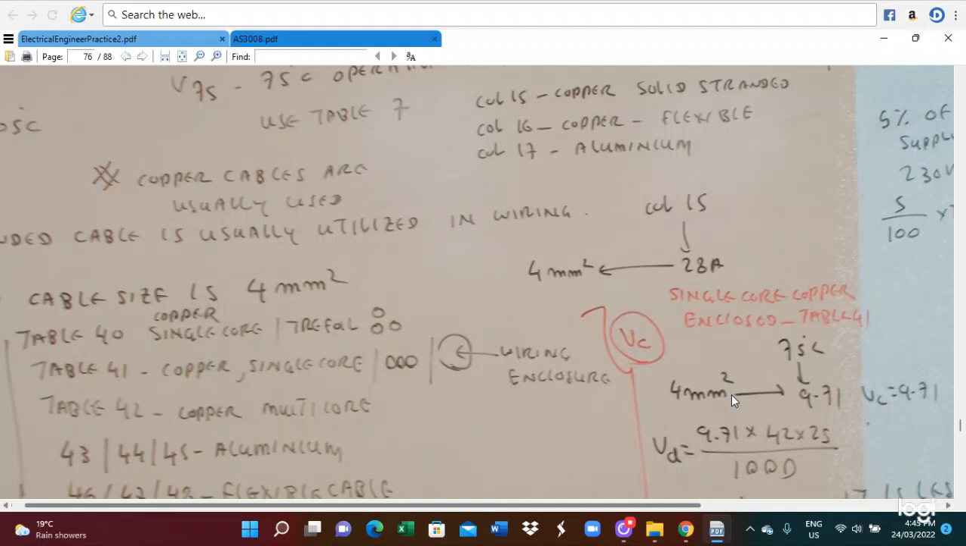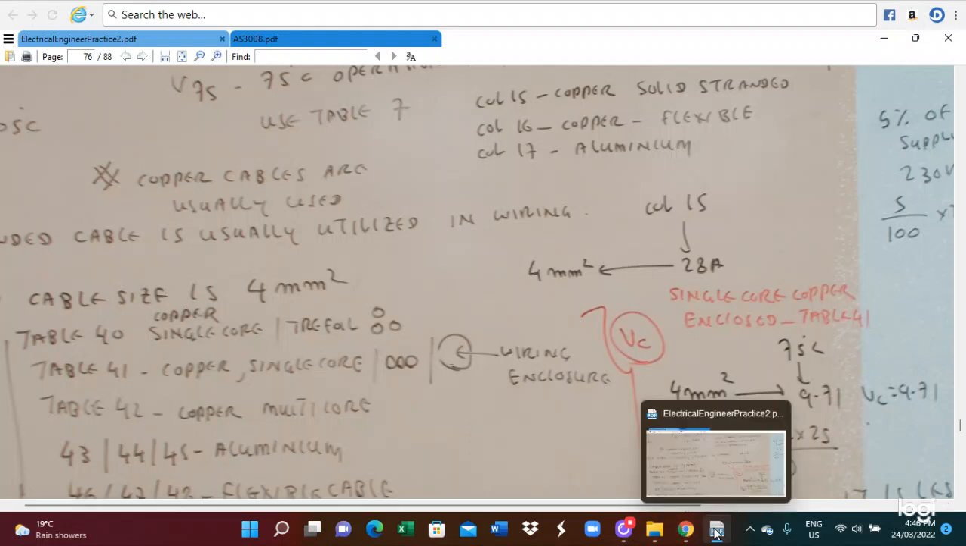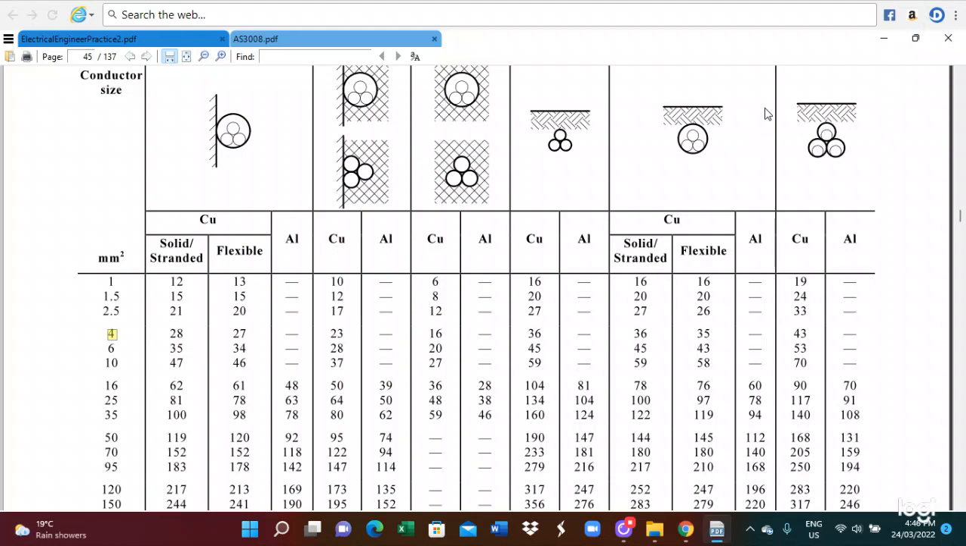So we look at that Table 4D1. So go down, we look at the Table 4D1.